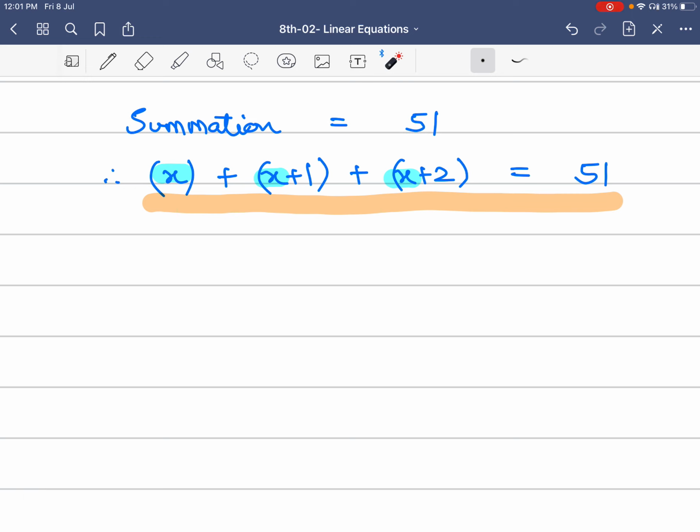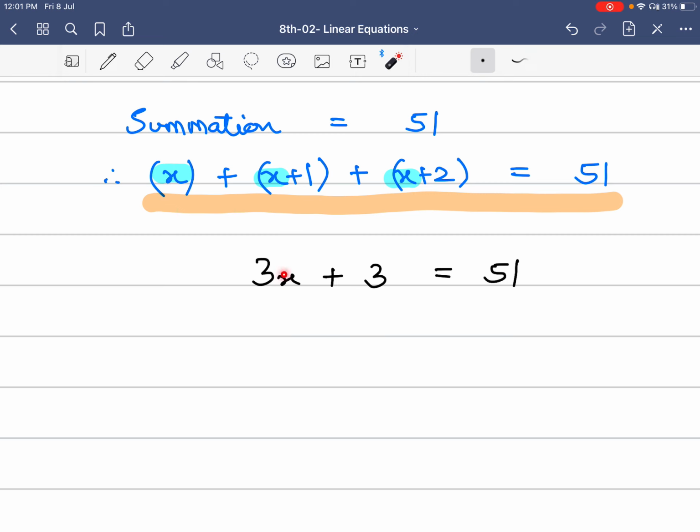Now let's try to solve this equation. It's quite a simple, straightforward equation. x and x and x, there are 3x, so their addition is going to be 3x plus, we have this number 1 and this number 2, so 1 plus 2 is again equal to 3, and that is equal to 51. So this is a little bit simplified equation: 3x plus 3 is equal to 51.